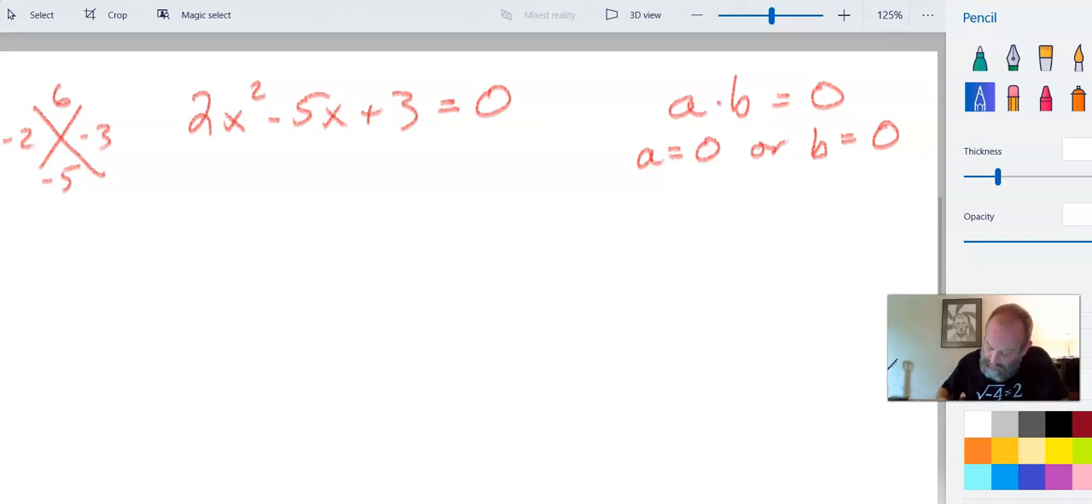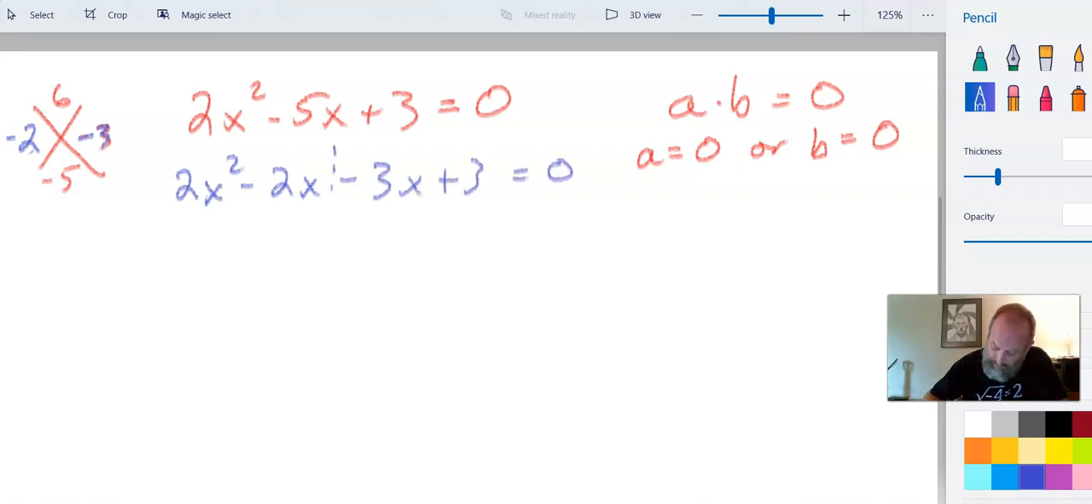I'm going to switch colors here. There we go. So negative 2 and negative 3 are my magic numbers. Negative 2 there. So that's how we're splitting up the 5. So now our polynomial looks like 2x squared minus 2x minus 3x plus 3 equals 0.